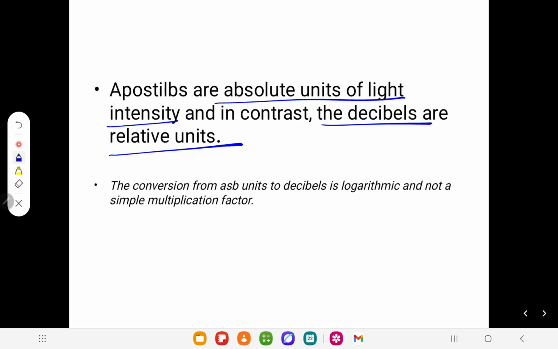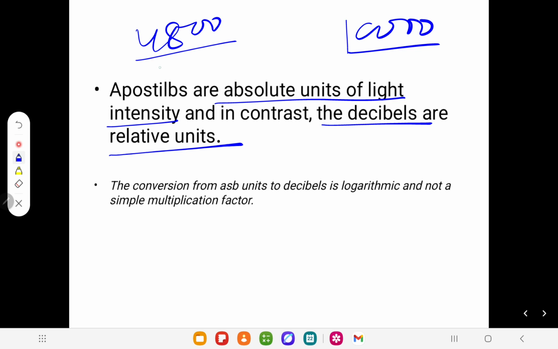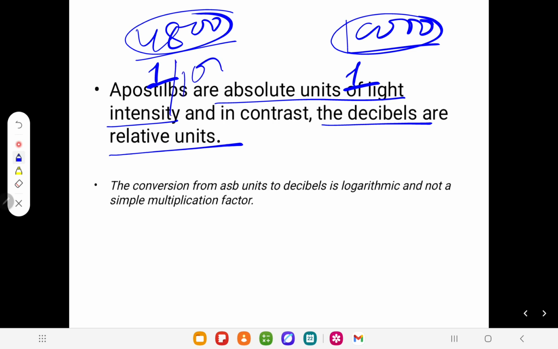For example, we have discussed the octopus, where the maximum intensity is 4800 apostilb. At the same time, Humphrey is 10,000 apostilb. 1 decibel of Octopus 300 is not equal to 1 decibel of Humphrey 700. But 1 decibel is 1 decibel. At the same time, apostilb is not equal. It's just 1 decibel, 1 by 10th log unit of this, and 1 by 10th log unit of this. So that's very important to understand.